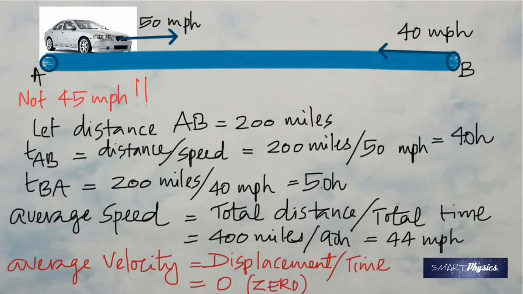And the average velocity, of course, is 0, because average velocity is displacement over time, and displacement is 0 because it returns to the starting position. Remember that displacement is defined as the shortest distance between the starting point and the finishing point, and that's why it is 0, because it returns to the starting point.